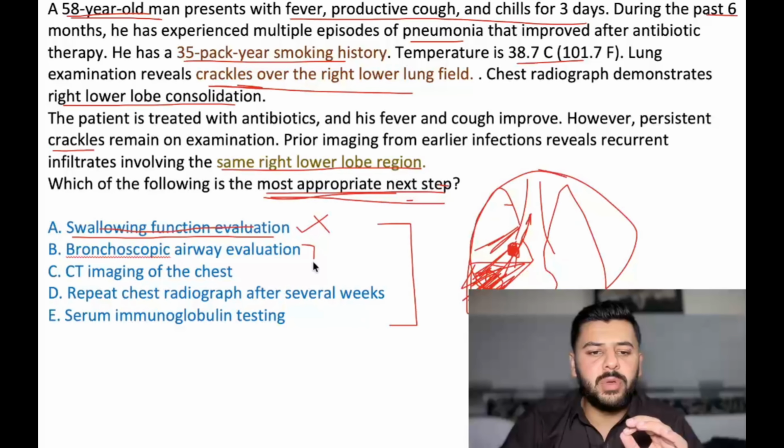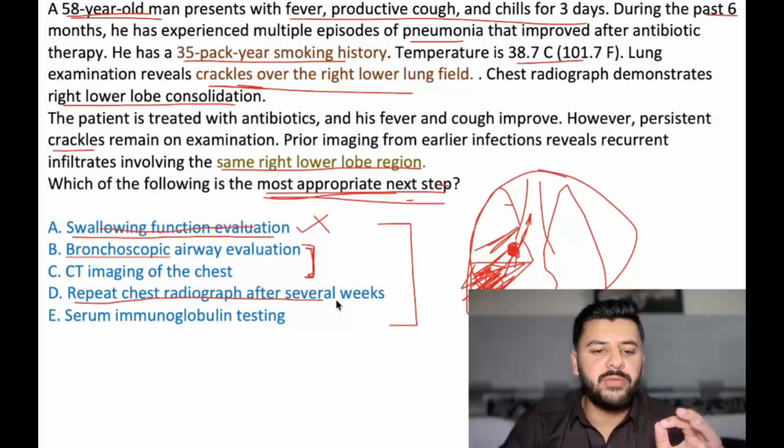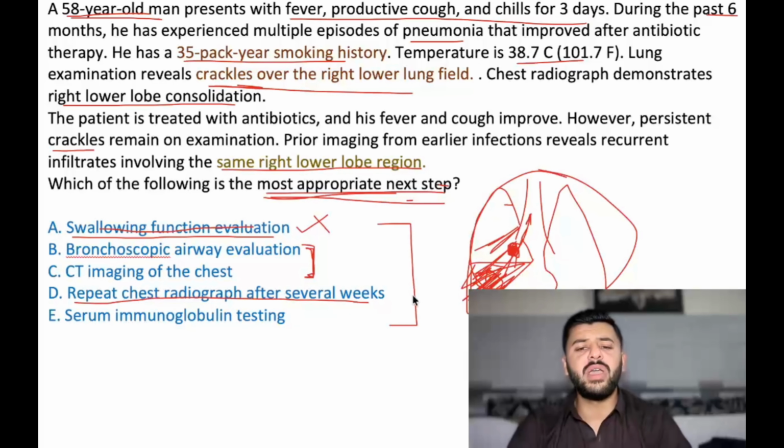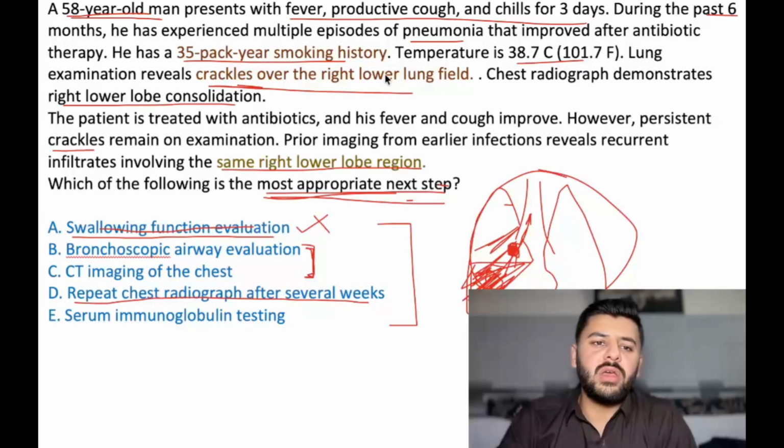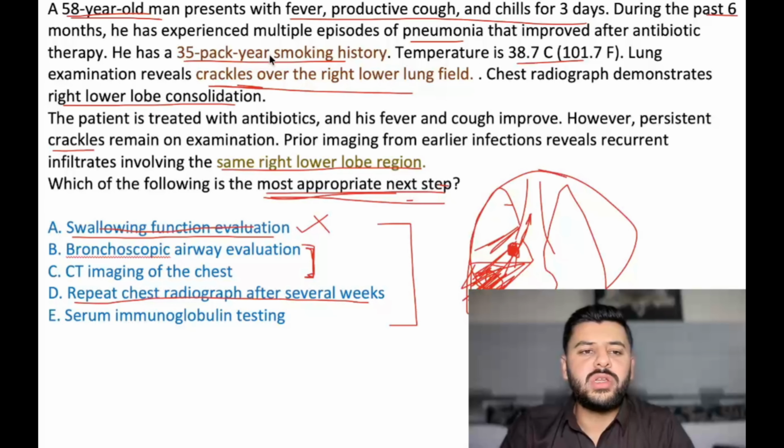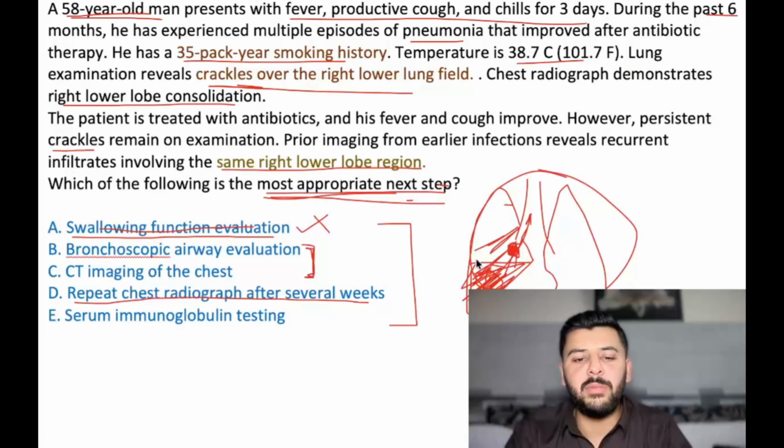Okay, I'm going to remove these two as well. Why am I removing this? I'm going to tell you, but first, I'm going to go through option D. Repeat chest radiograph after several weeks. Wrong answer. Why is this the wrong answer? That's a common sense question, okay? That's a common sense answer. The patient has a 35-year pack smoking history. He's 58 years old. He is constantly having pneumonia, recurrent pneumonia in the same lung field.